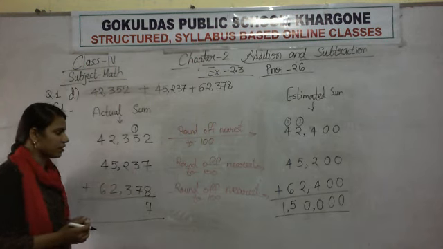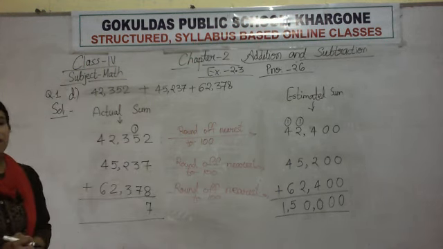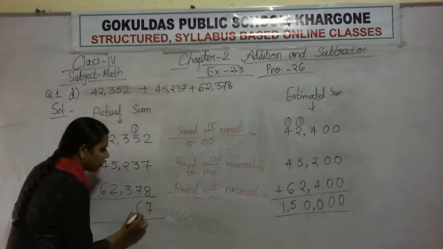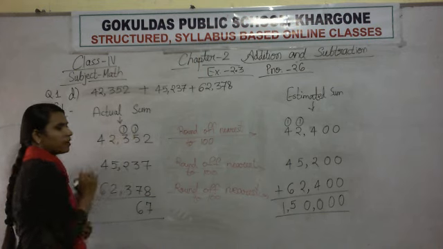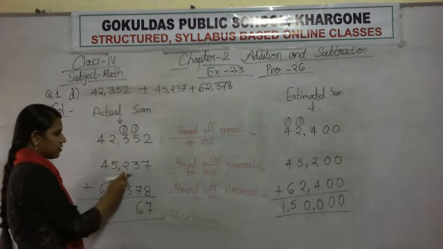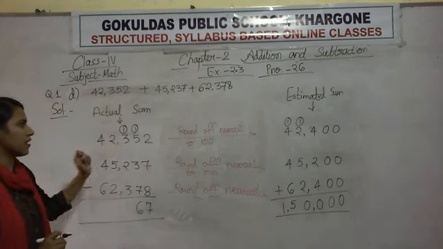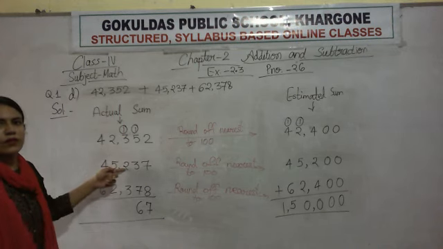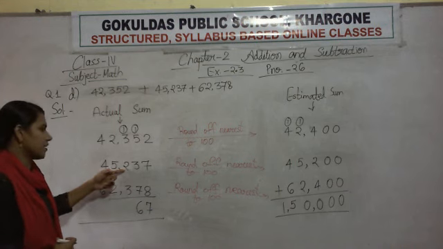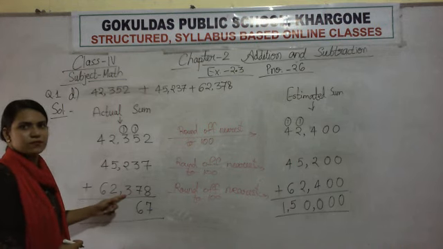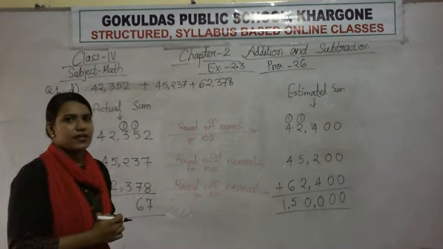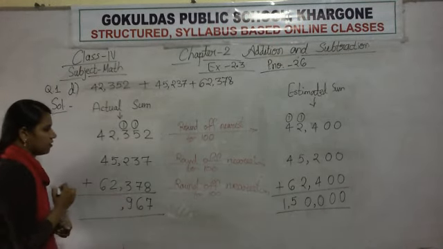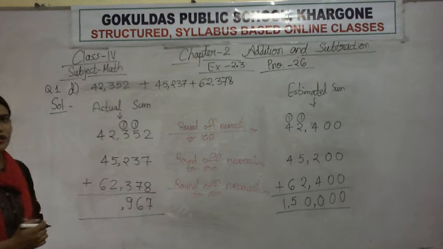Now 9 plus 7 is 16. So you will write 6 here. 1 is regrouped with the next column. Now add the digits in this column. 1 plus 3 is 4. 4 plus 2 is 6. 6 plus 3 is 9. Now add the digits in the next column.